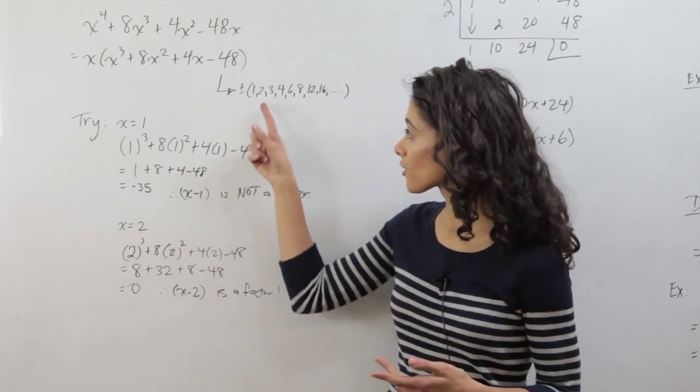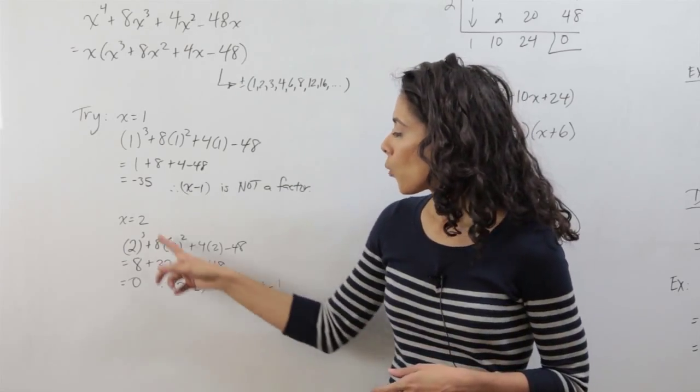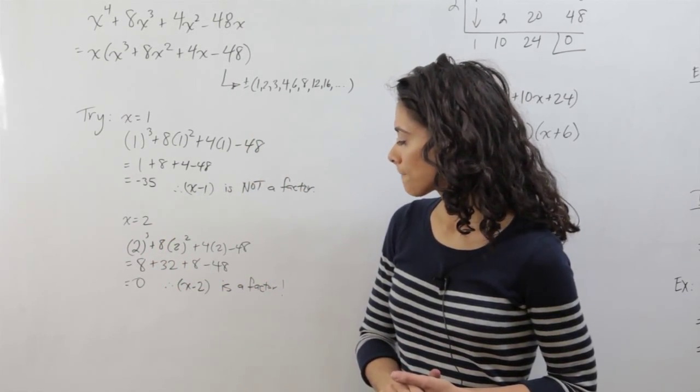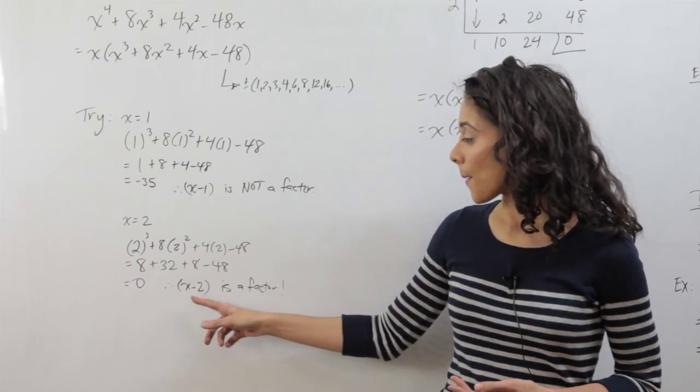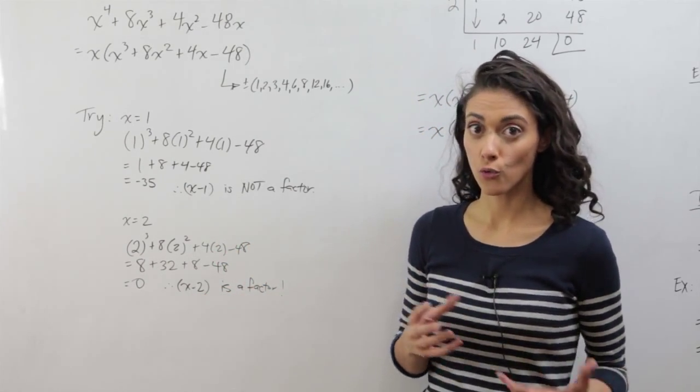I move on. Next, let's try positive 2. When I plug 2 into that function, success, I get 0. That means that x minus 2 is a factor and 2 is a 0.